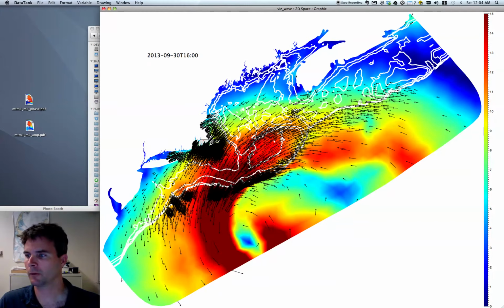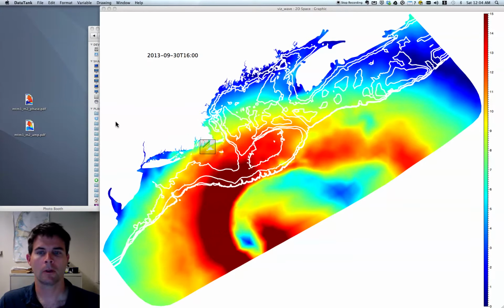Let me just turn off for a second the wind vectors. So this stretches essentially from the top of the Scotian shelf. This is Nova Scotia here, all the way down to New Jersey, and give me 1 second here. Let's go through this in here, get a little clearer.